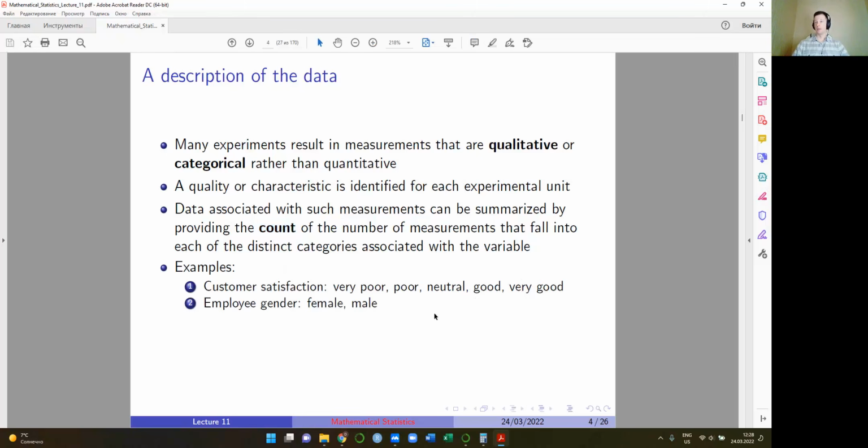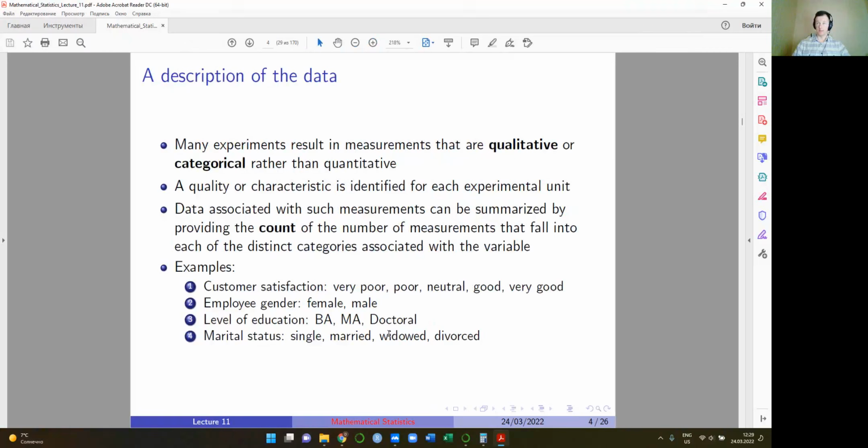Or employee gender, female and male. Do we have some numbers for this? No. Just one category, another category. How can we measure? How can we give this some quantitative sense? We can count how many female workers are in the firm, how many male workers are in the firm. Level of education, marital status: single, married, widowed, divorced.